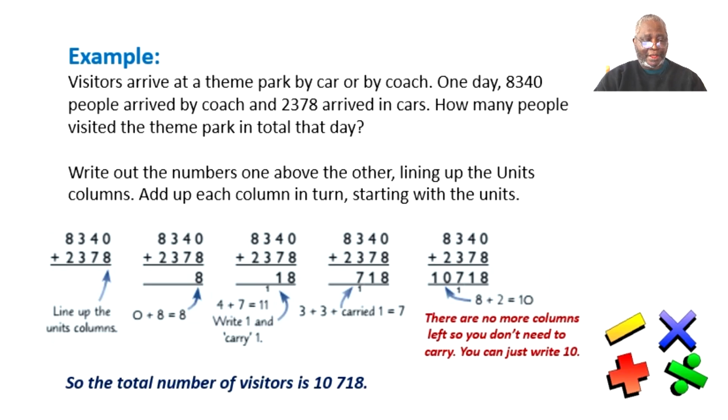And below are the methods. You see 4 stages. Each stage tells you what to do with each column. So you write out the numbers one above the other, lining up the units. That is important. Tens under tens, units under units, and so on. And then add up each column in turn, starting with the units column.